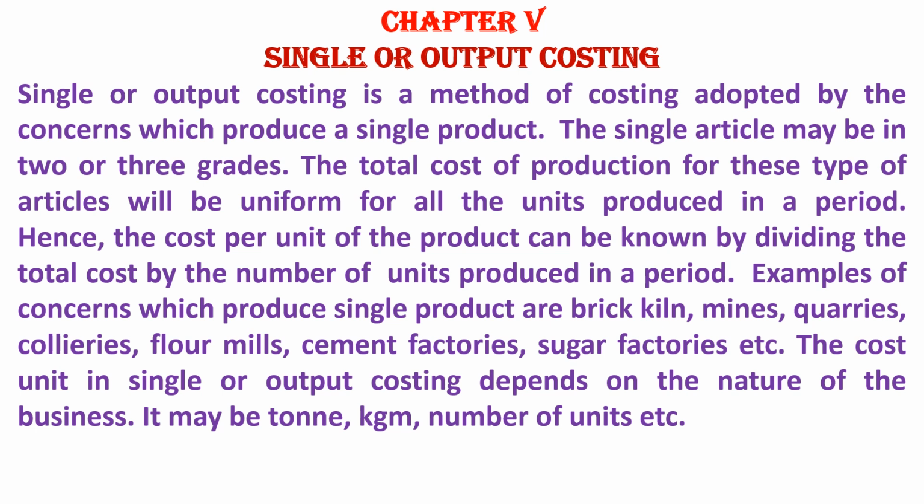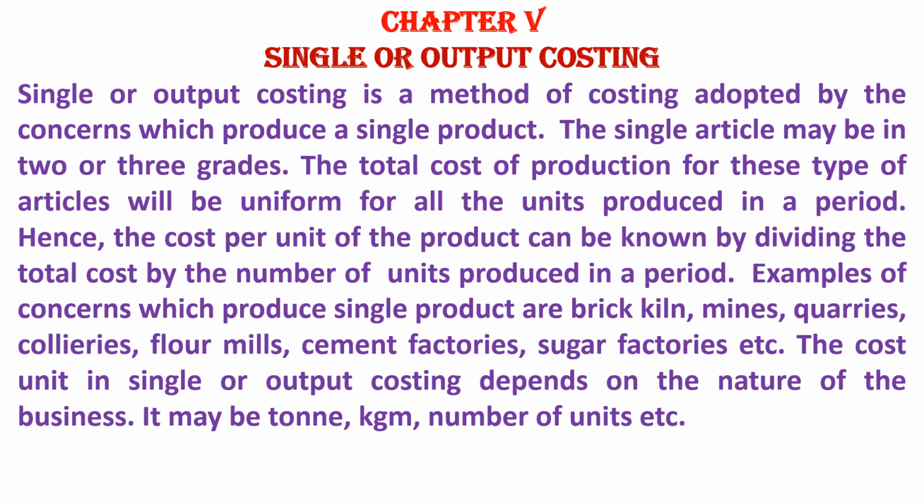Single or output costing is a method of costing adopted by the concerns which produce a single product. The single article may be in 2 or 3 grades. The total cost of production for these types of articles will be uniform for all the units produced in a period. Hence, the cost per unit of the product can be known by dividing the total cost by the number of units produced in a period.